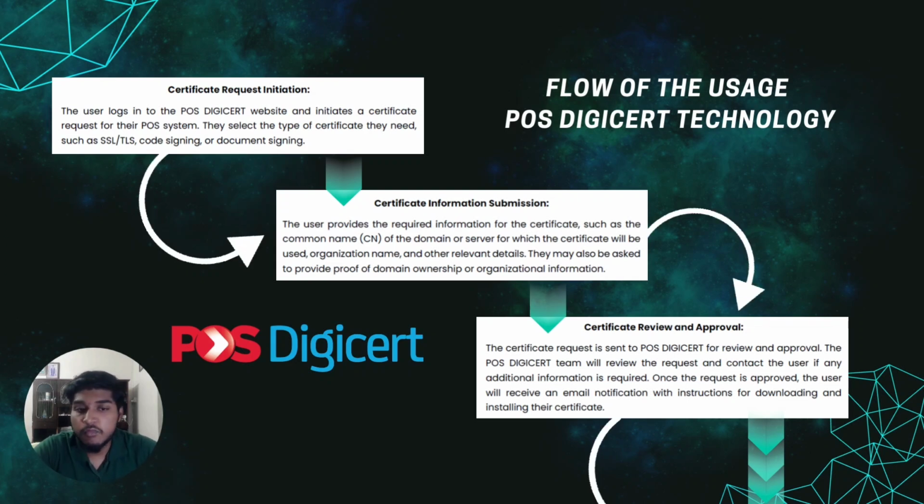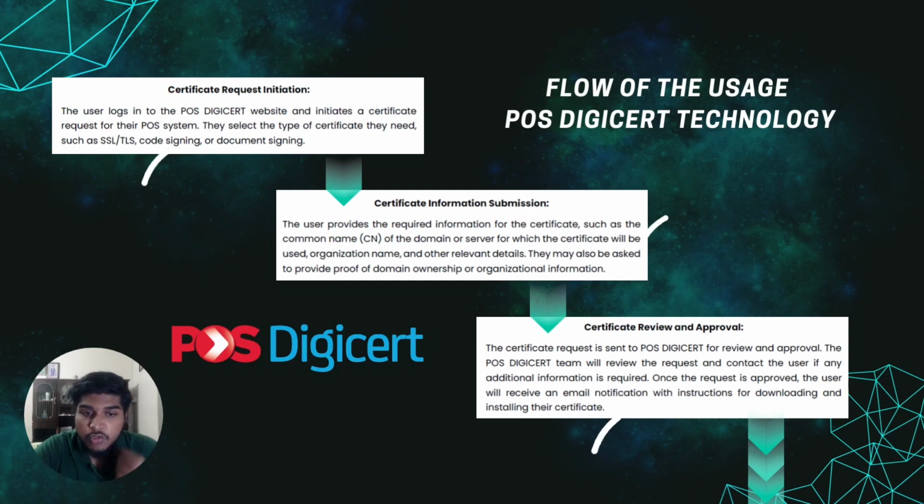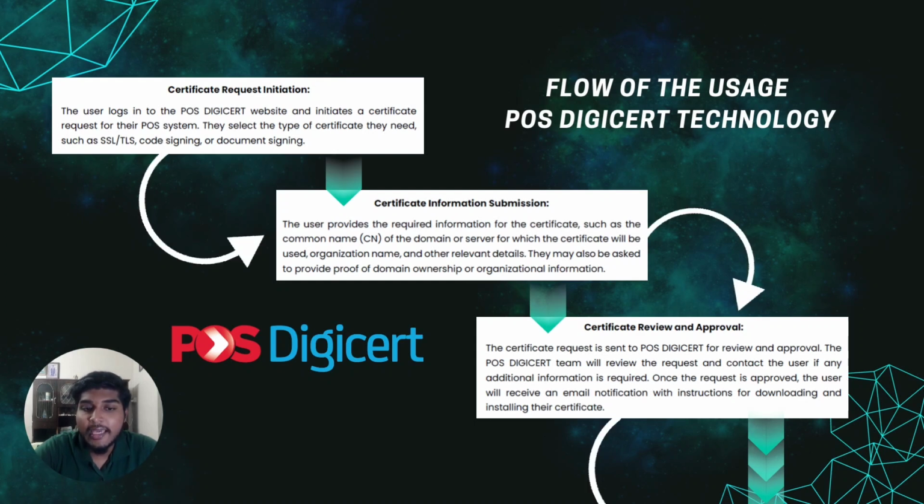Then the third step is certificate review and approval, where the certificate request is sent to post-DG cert for review and approval. Then the post-DG cert team will review the request and contact the user if any additional information is required. Once the request is approved, the user will receive an email notification with instructions for downloading and installing the certificate. So the fourth step will be continued by my teammate, Satish. Thank you.